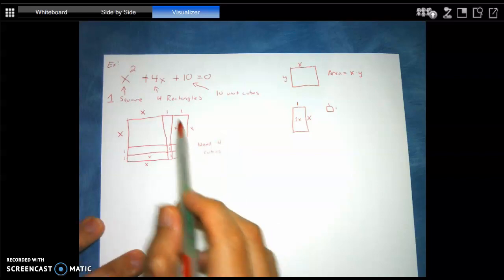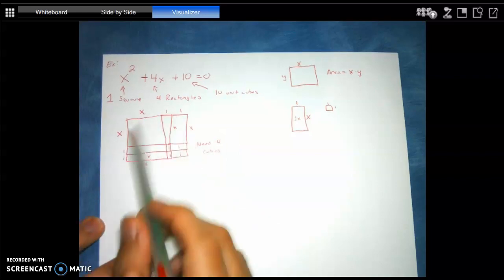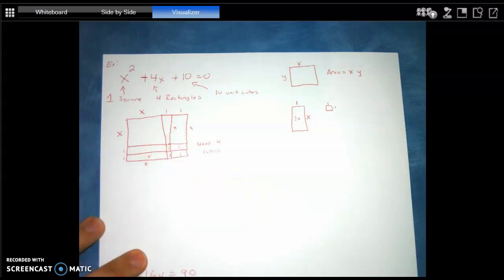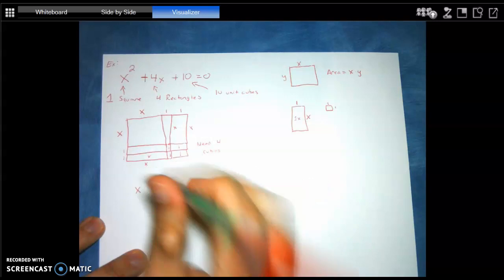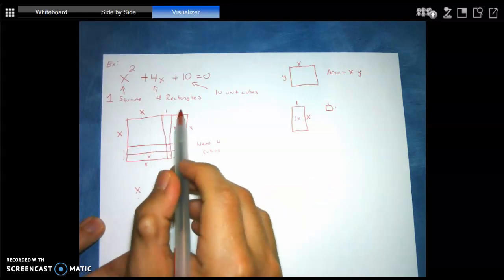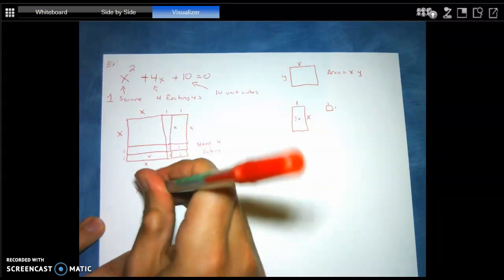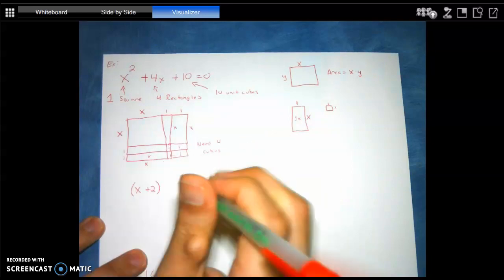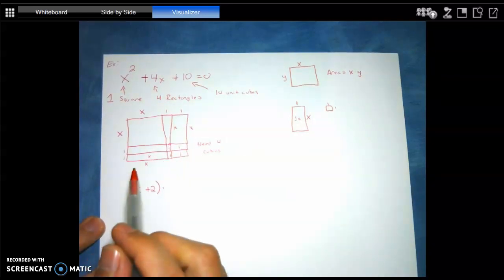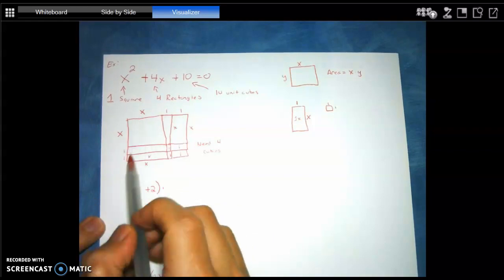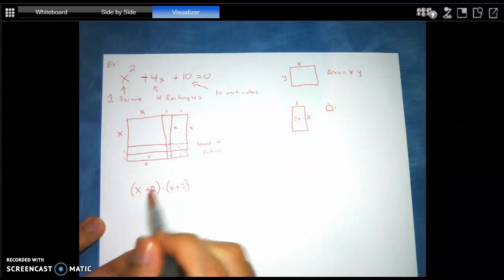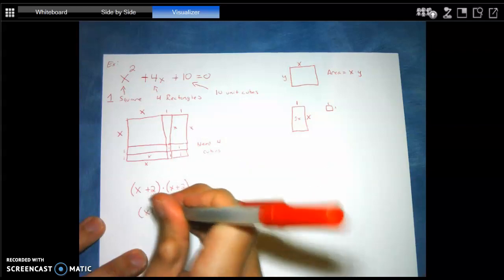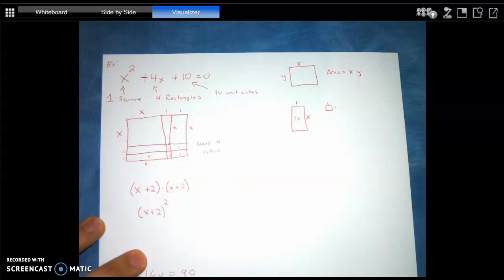Okay, now let's look at the area of this entire big square. So I'm looking at the area of the big square. Well, this side is x plus 2, and then I'm multiplying that, because remember, area is base times height, times this side, which is also x plus 2. Or I could write that as x plus 2 squared. So that's the area of that entire big square.